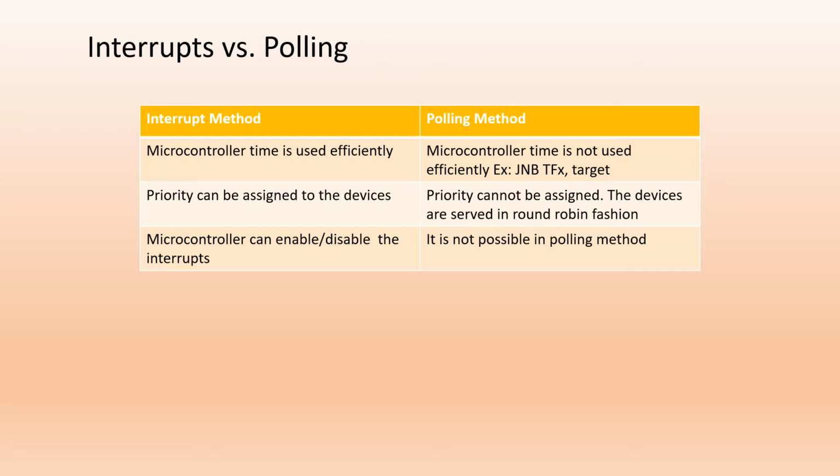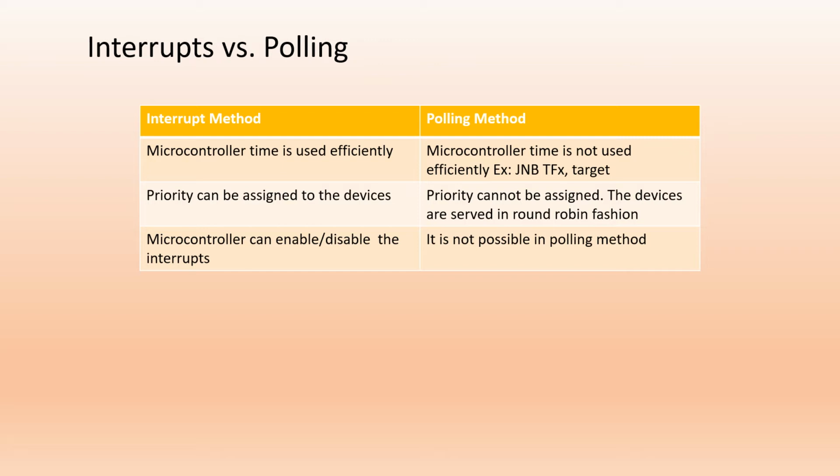Previously we have seen the timer programming using the polling method, where we used the JNB instruction to check whether the timer has overflown. Now we'll see the timer programming using the interrupt method. Whenever the timer overflows, it interrupts the microcontroller to say that it has overflown, so carry out whatever action you need to do. We'll see how to do the timer programming using the interrupt method. So that is one thing: microcontroller time is efficiently used in the interrupt method, and not efficiently used in the polling method.